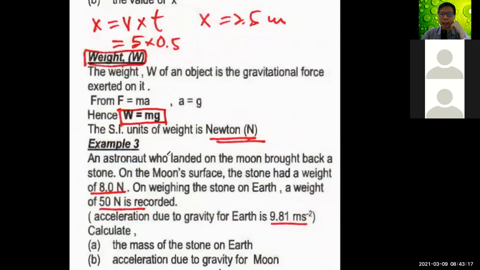An astronaut landed on the moon, brought back a stone. On the moon's surface, the stone has a weight of only 8 Newton. You see, very light. On weighing the stone on Earth, the weight becomes 50 Newton. Why so much different? On the moon, the stone is only 8 Newton, but when it comes back to the Earth, it becomes 50 Newton. The gravity on the moon is... correct, thank you. It's because the gravity makes it different.